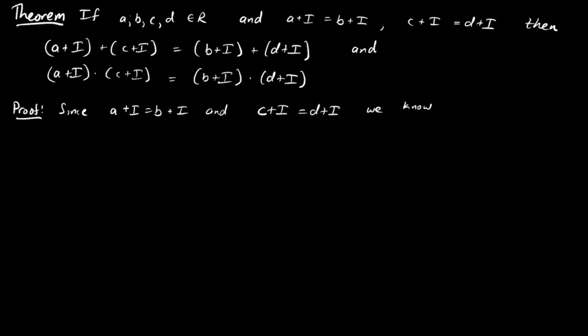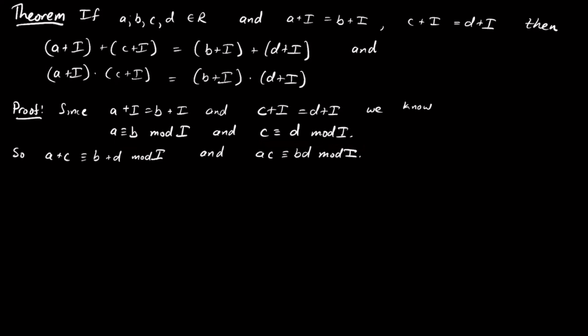Okay, so let's do this. Since a plus I is equal to b plus I and c plus I is equal to d plus I, we can write down that a is congruent to b mod I and c is congruent to d mod I. Well, what does that tell me? I know from an earlier theorem that a plus c is congruent to b plus d mod I, and a times c is congruent to b times d mod I. So I know that those two are true. And it turns out these things that we're trying to prove are just going to be equivalent to these two true statements. So let's see why that's the case.